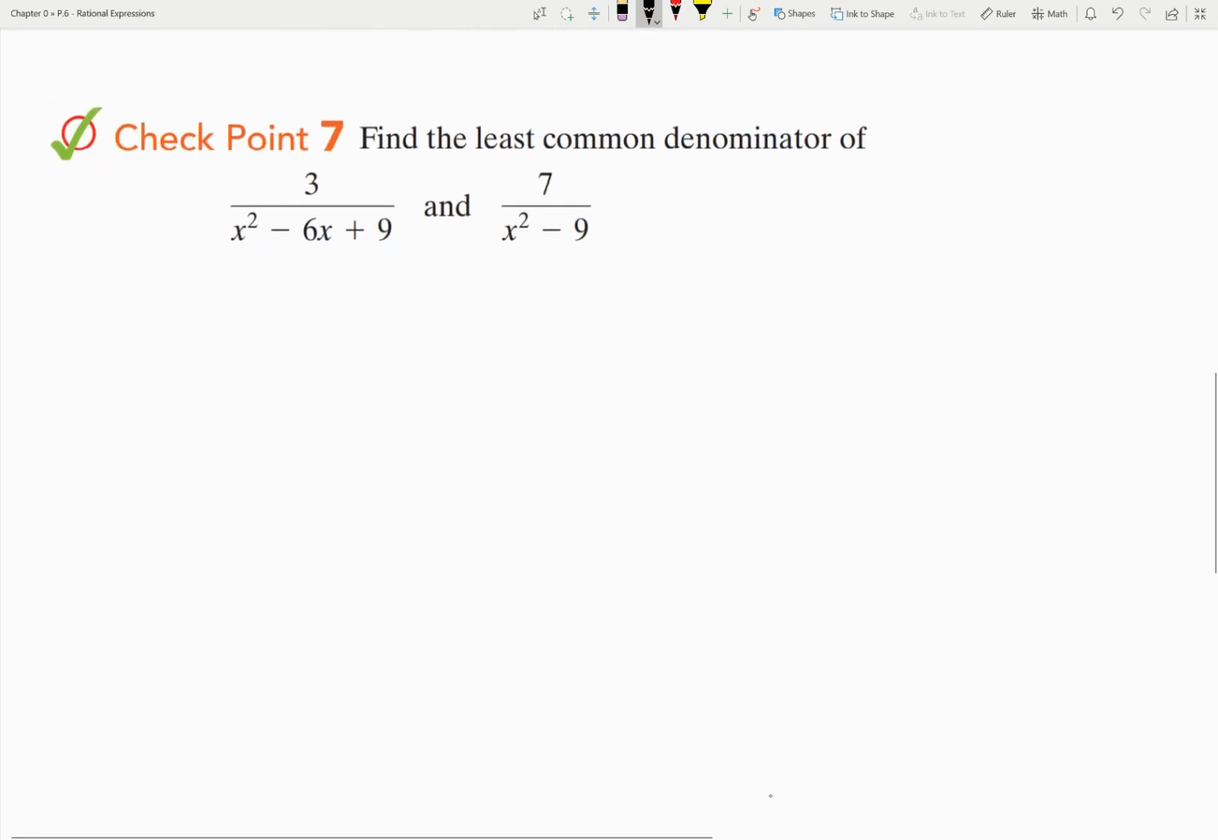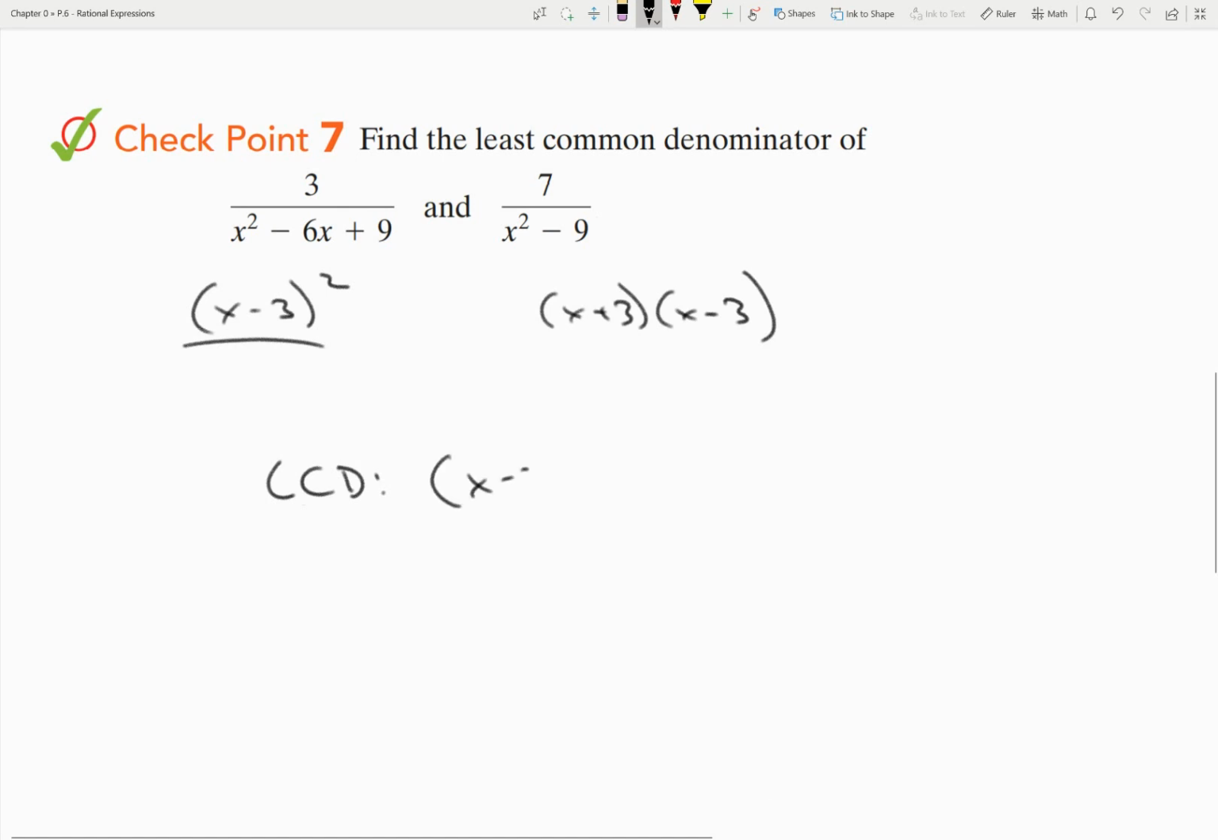Let's try that again. Very similar problem here. My first expression is factored x minus 3 squared, and the second one is x plus 3 times x minus 3. Okay, take this whole thing. So this is my LCD. My least common denominator would be x minus 3 squared, and also x plus 3, right, because it's first power there, second power there, so squared is the biggest one.